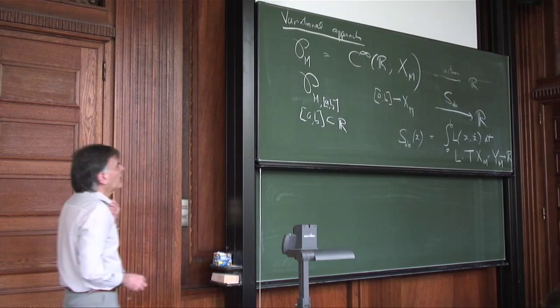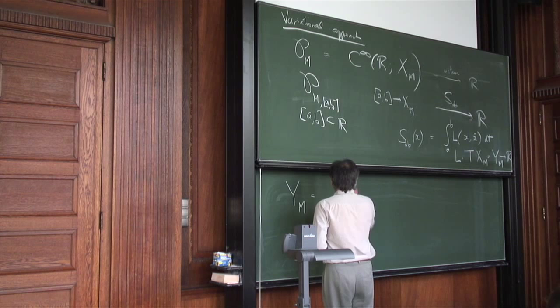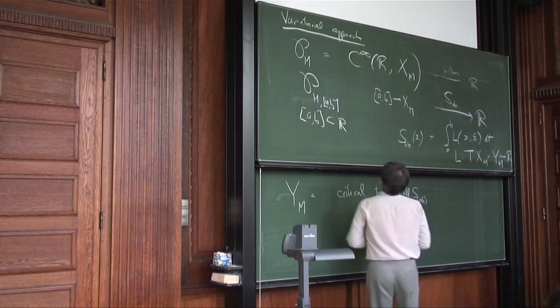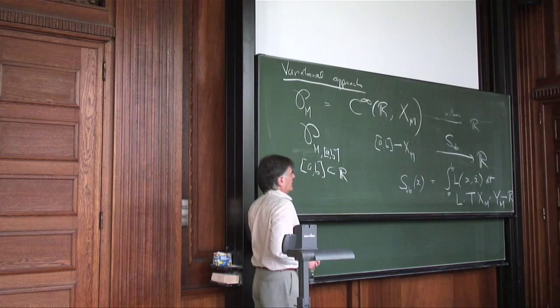The variational approach, the principle of least action approach to classical physics, said that the trajectories should be thought of as the critical trajectories of S_AB. I mean, this space is the inverse limit of all these. So we consider things which are each of these natural. So let me say that a little bit more precisely.